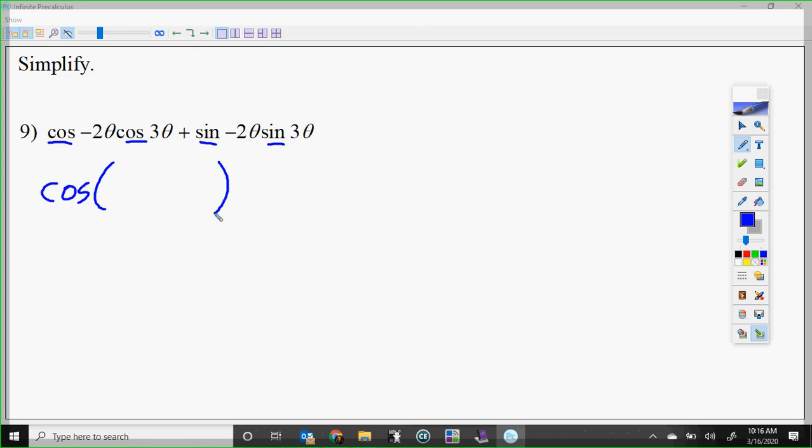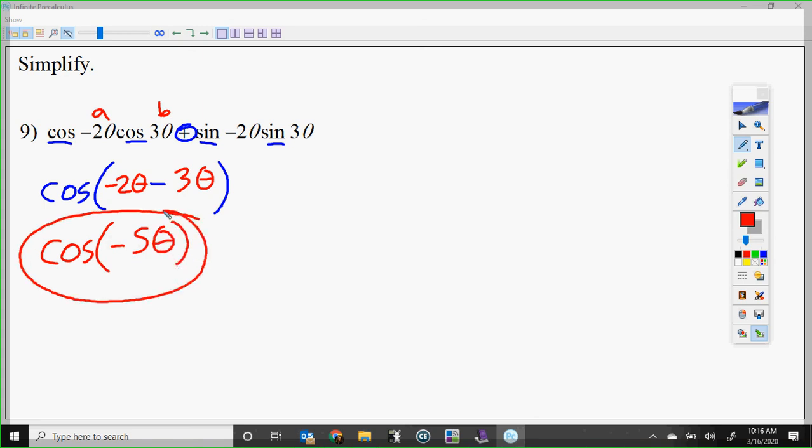Because it's cosine of something, I'm going to do the opposite of that sign, so minus. Well, what's my A and what is my B? There's my A, there's my B. My A is negative 2 theta. The B is 3 theta. Then negative 2 theta minus 3 theta: negative 2 minus 3 is negative 5 theta. And circle it. That's all I'm going to do right there. Hopefully that seemed fairly simple.